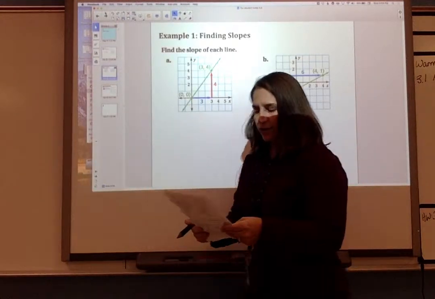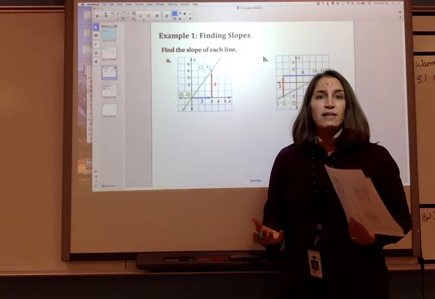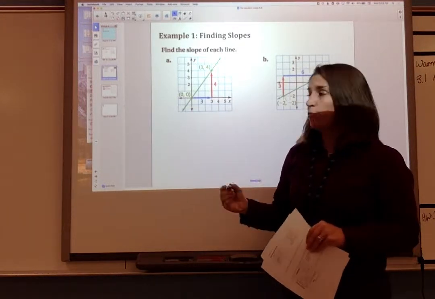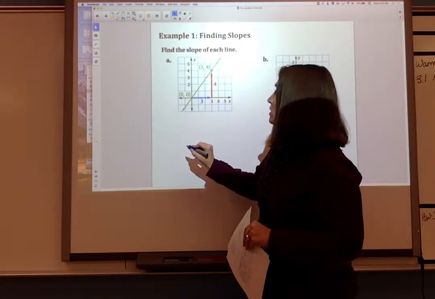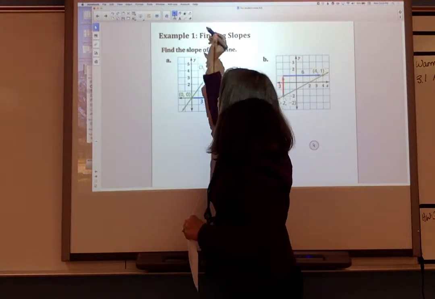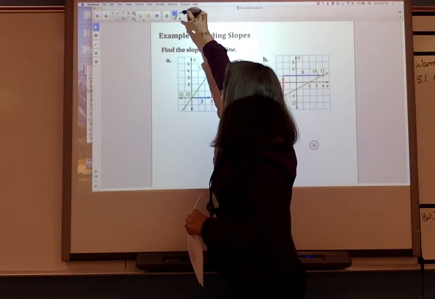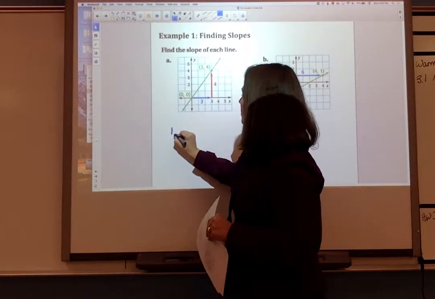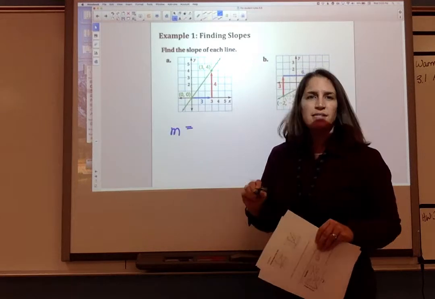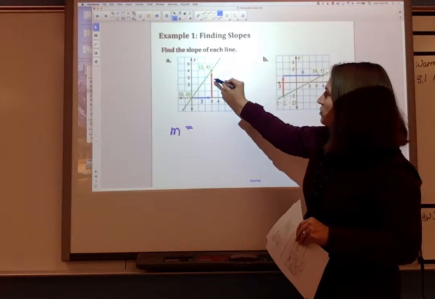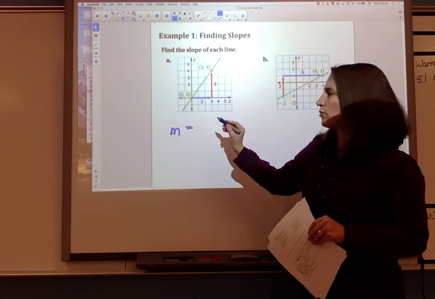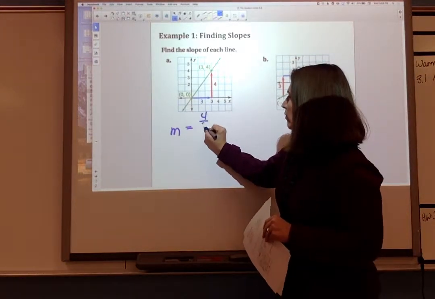Let's go ahead and look at our first example. We're just going to find the slope of the line. One common way to denote slope is with the letter M. So when we write slope in here, we're going to use the letter M. M equals, and in this case, the change in y is 4, and the change in x is 3. So the slope would be 4 over 3.